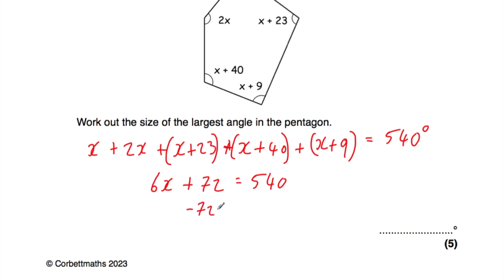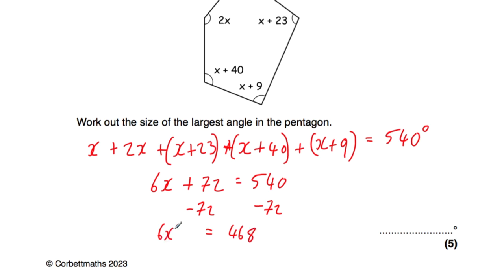So let's take away 72 from the left-hand side, and take away 72 from the right-hand side. So we'll be left with 6x on the left-hand side, and on the right-hand side of the equation, we've got 540 take away 72, and that's equal to 468 degrees.